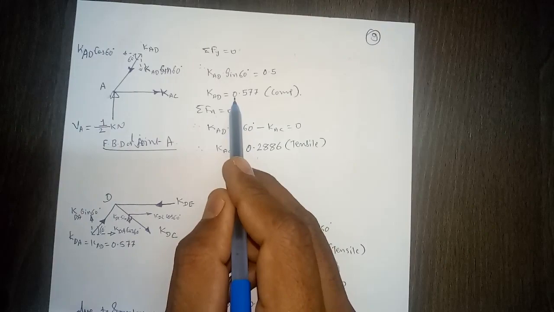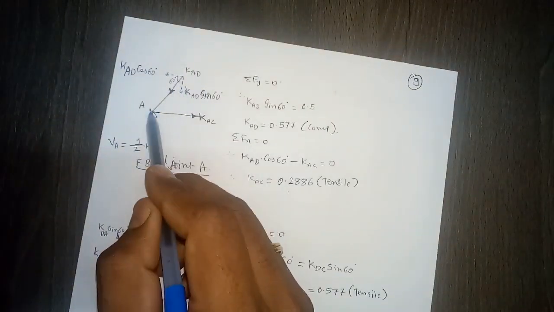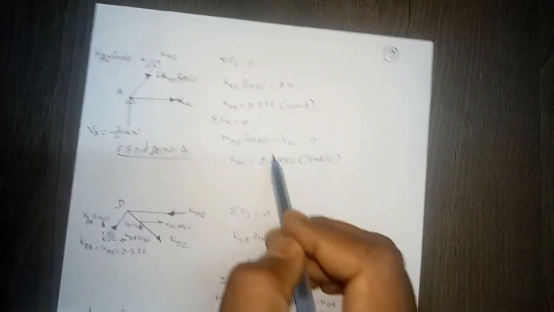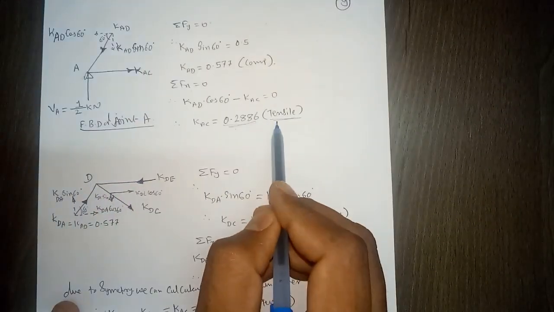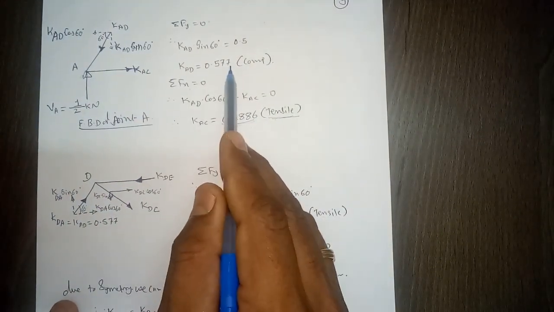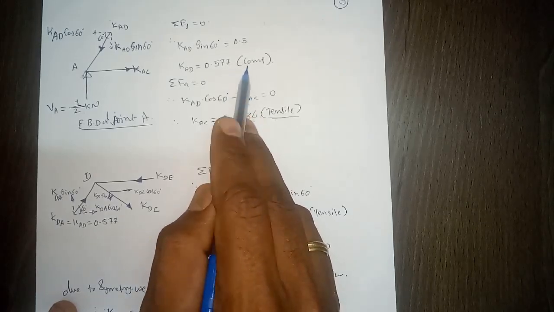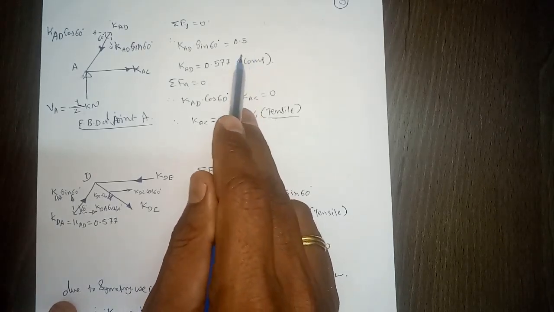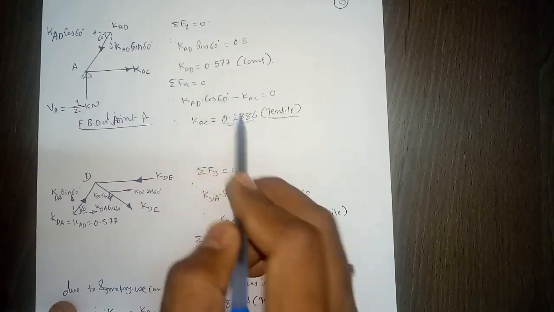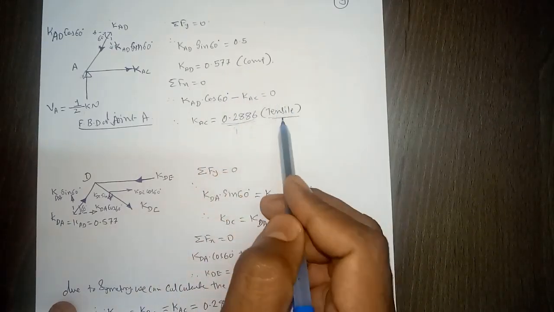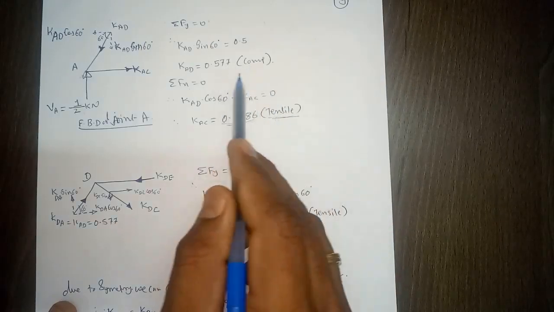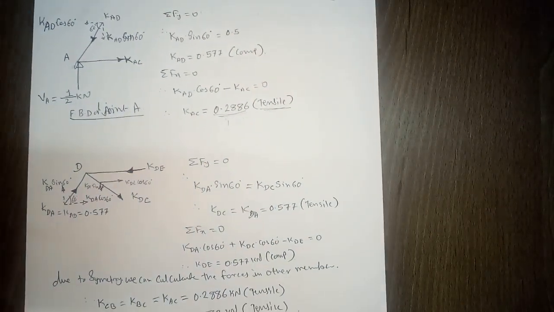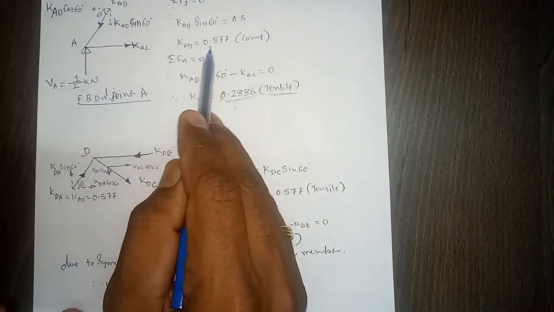And though it is a positive answer, it is towards the joint, and this is also a positive answer but away from the joint. That's how this is tensile, this is compressive. So when you write down the final force table, though these two are positive values, we have to consider this tension and compression nature, and based upon that we have to give plus and minus signs, right? But here this only tells the magnitude and the direction.